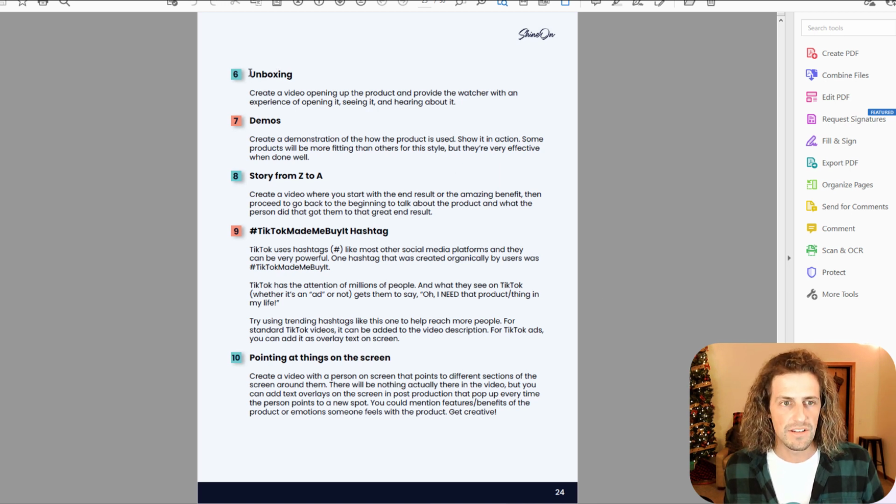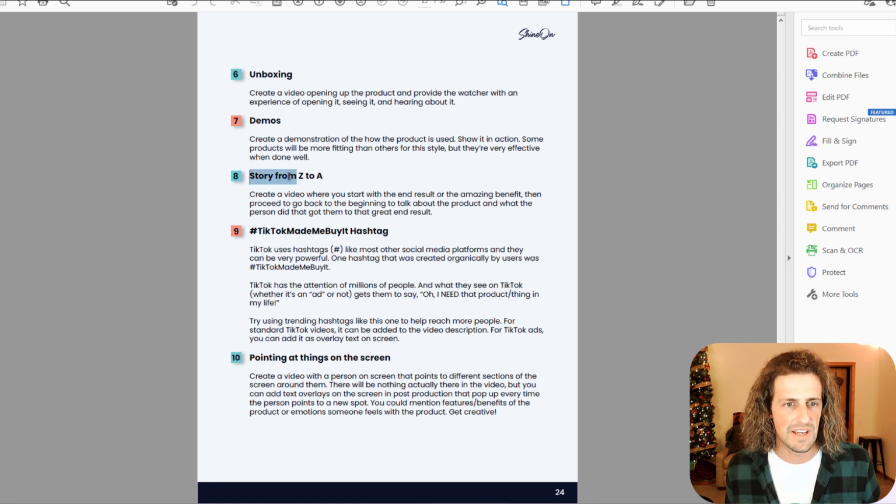So unboxing, you could just do a normal unboxing video. Maybe you start by receiving it at the front door and then bringing it to the table, opening it up, pulling it out, reading the message card, that sort of thing. You can do a demonstration. That may lend itself to certain types of products, but a demonstration on what the product is or how it can function, depending on what you're doing. But just normal demonstration videos can be very popular.